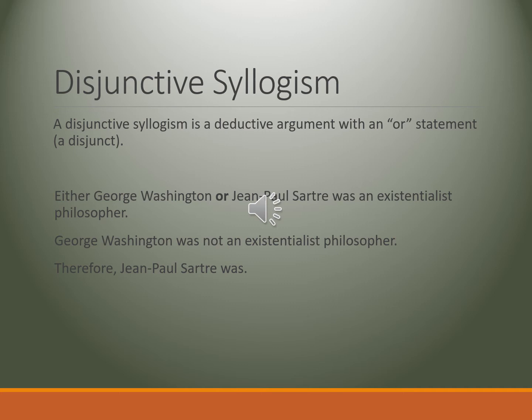So either George Washington or Jean-Paul Sartre was an existentialist philosopher. George Washington was not an existentialist philosopher, therefore Jean-Paul Sartre was. Now, the reason why this is a deductive argument, of course, is that given those two premises, the first premise gives you an alternative, either George or Jean is an existentialist, and the second premise says, well, but George is not. So therefore, the conclusion that Jean-Paul Sartre was, given those premises, is the only possible outcome. So therefore, this conclusion follows with necessity, and therefore we have a typical kind of deductive argument.